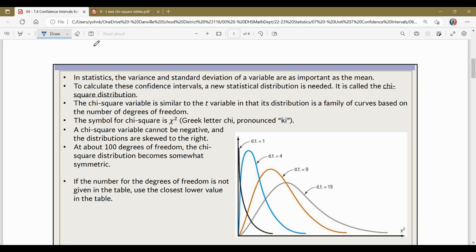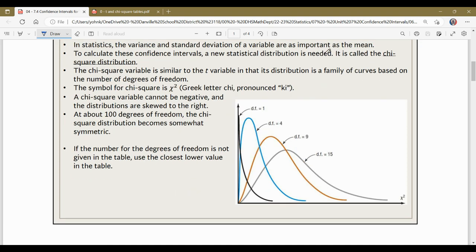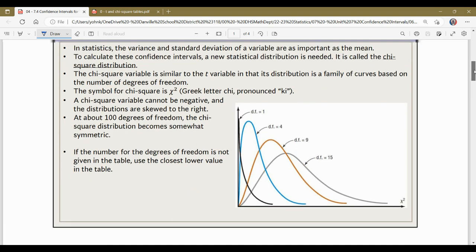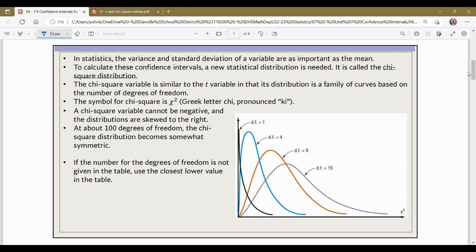So in statistics, the variance and the standard deviation of a variable are just as important as the mean. Remember, the mean is going to describe for you what the average value in the data set is, but the variance and the standard deviation are going to tell you how spread apart the data is in the list.